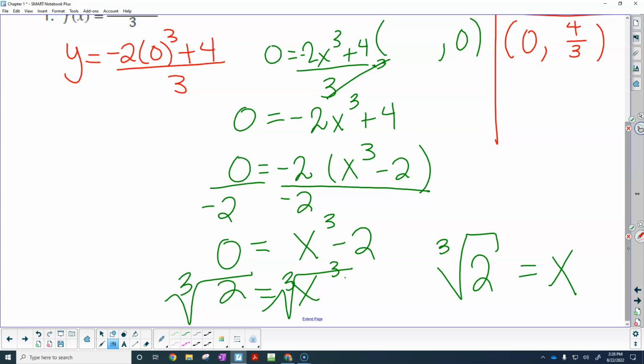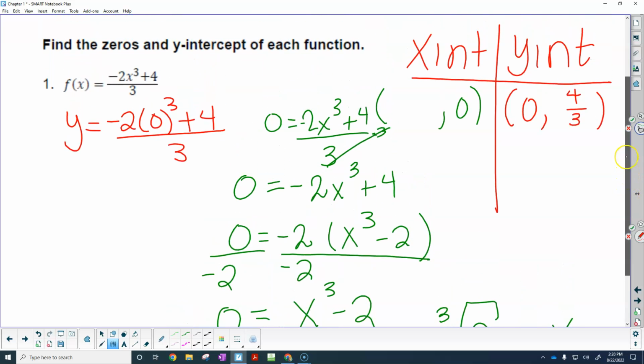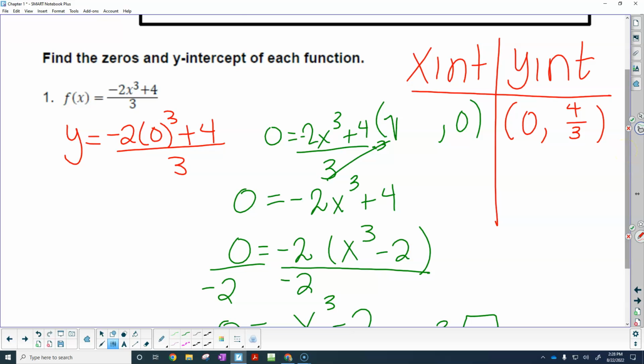All right, guys. So we got x to equal the cube root of 2. Y'all, that's a real number. It is ugly, but it's a real number. So we need to go back and fill in that that is also an x-intercept. So you have one x-intercept and one y-intercept.